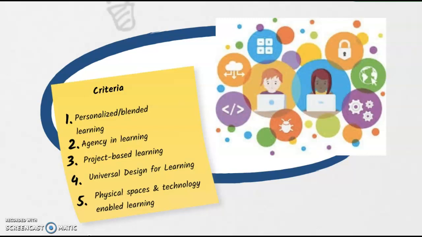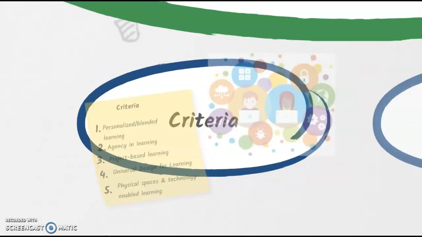Agency in learning: students have the opportunity to make choices in their learning. Project-based learning: this encourages more creativity and collaboration between students, and it provides a different form of assessment instead of typical quizzes and tests. Universal design for learning: this helps make learning accessible to the needs of different students. And last, physical space and technology-enabled learning. Can our classrooms accommodate traditional learning and individual learning through the use of technology?